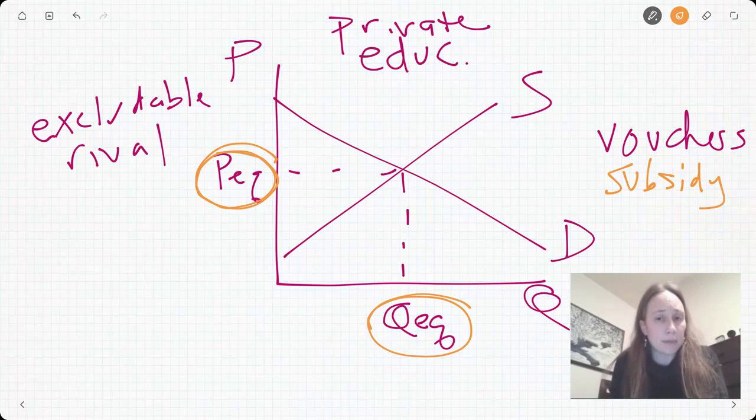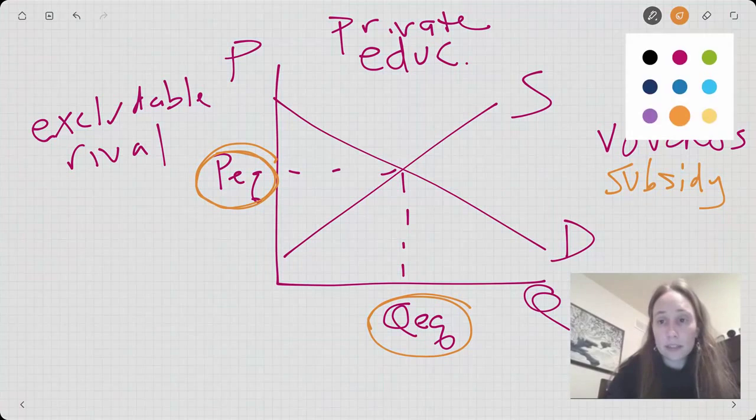And I'll cut to the chase here before we start graphing. It doesn't matter. Okay? The big conclusion from this analysis is going to be that it does not matter if you give the subsidy to the parents or if you give the subsidy to the schools. The end result is exactly the same. Okay? So let me show this.